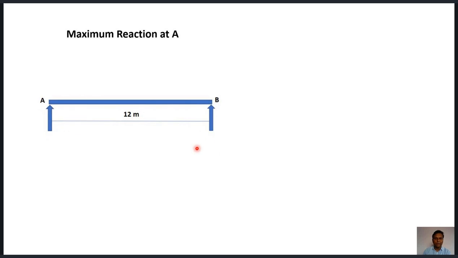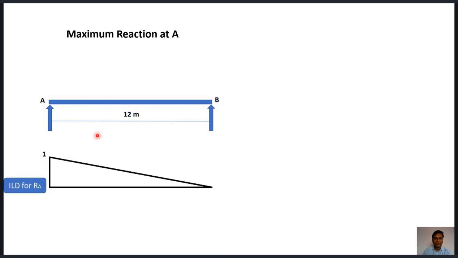Now let us discuss first how to find the maximum reaction at A. For that, once again we'll consider this simply supported beam of length 12 meter. First of all, to find the maximum reaction at A, we need to draw the influence line diagram for reaction at A. If you see, this is the influence line diagram for reaction at A. As we know, it varies from 1 to 0. In order to get the maximum reaction at A, we need to place a moving load of 200 kilonewton over this simply supported beam AB.